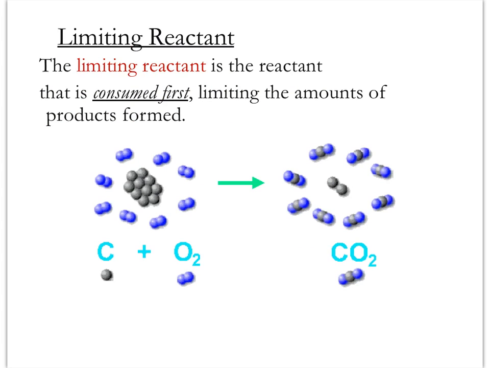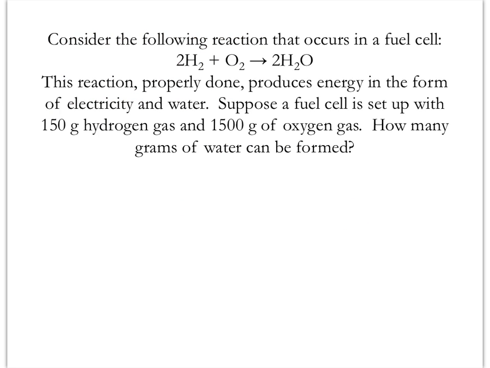In a lot of cases, you'll be working with limiting reactant problems. In a limiting reactant problem, you'd be given a starting quantity of each of the reactants in the reaction. One of them is going to run out first and limit the amount of product you can make. This was like the last part of the summer assignment. So something's going to run out, and some parts will be left over. So checking this one out, we have the synthesis of water. This reaction, properly done, produces energy in the form of electricity, and water.